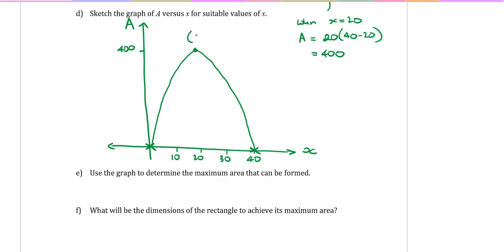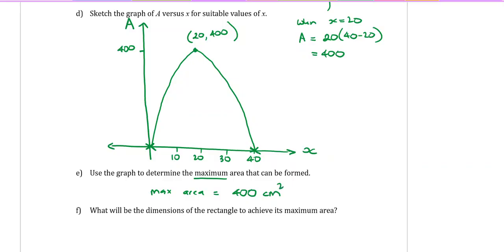Okay, so I'm just going to label this turning point (20, 400). Part E, use the graph to determine the maximum area that can be formed. The maximum area is that turning point. It is the y value of that turning point. The maximum area is 400, and the units were centimetres, so it's going to be centimetres squared if it's area.